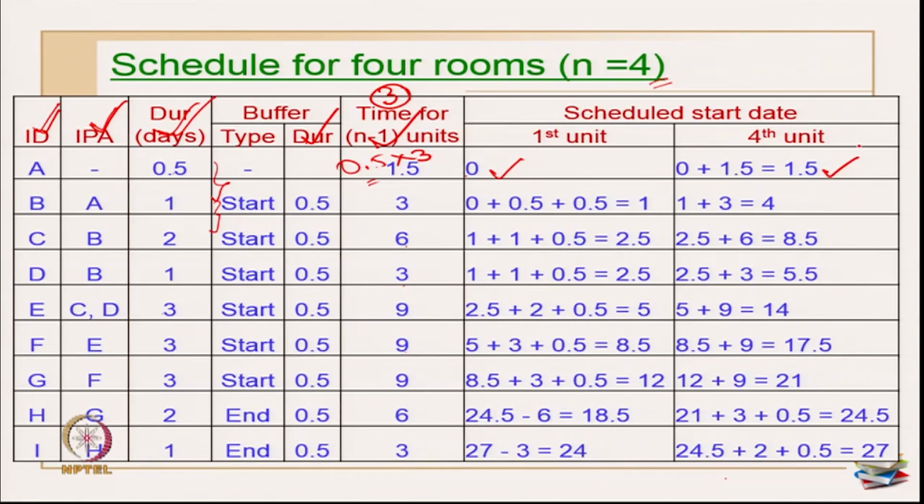Now, I am going to see the second activity. For that I have to see the IPA also. Second activity has an IPA with the first activity. So, I have to compare these two activities, A and B, for my rate of progress. How do I show the rate of progress? Since there are no multiple crews, the easy way is you can see the durations and then you can see the rate of progress. The duration for activity A is 0.5, duration for activity B is 1. So, actually B is going a little slower than A's progress.